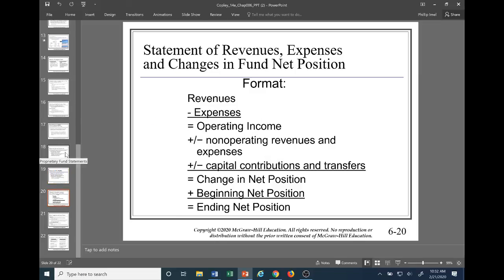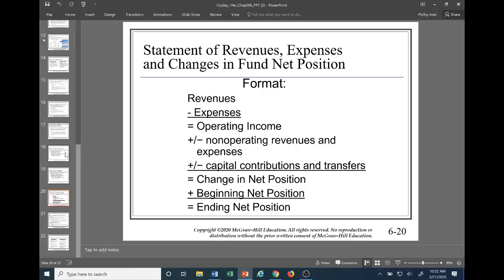Okay, now let's get to the statement of revenues, expenses, and changes in fund net position. So this is going to be the format, and this is really good to know, the actual formats here, because if you know the formats, then the statements are going to be a lot easier to build. Just how we were going through, and we spent a lot of time when we were wrapping up chapter 5, just talking about the different items.